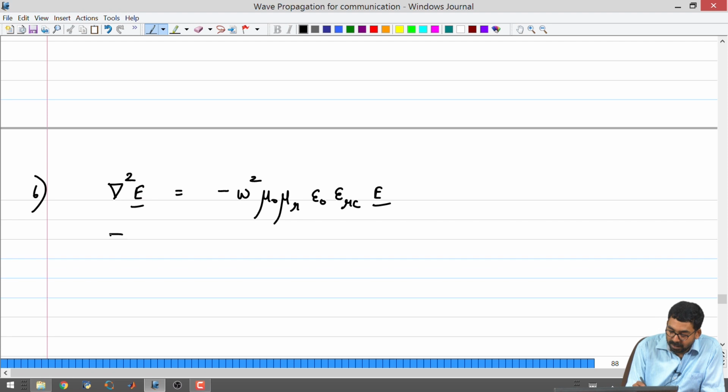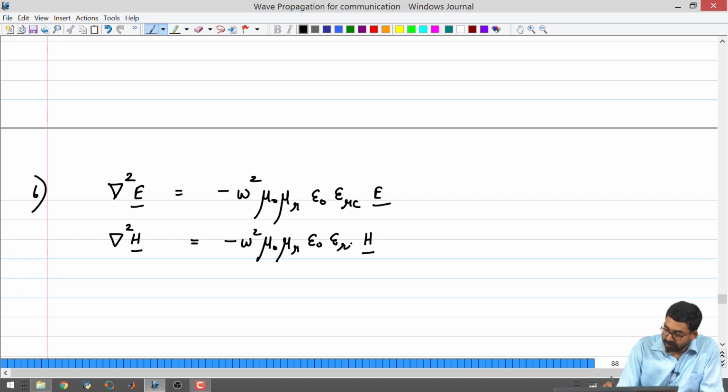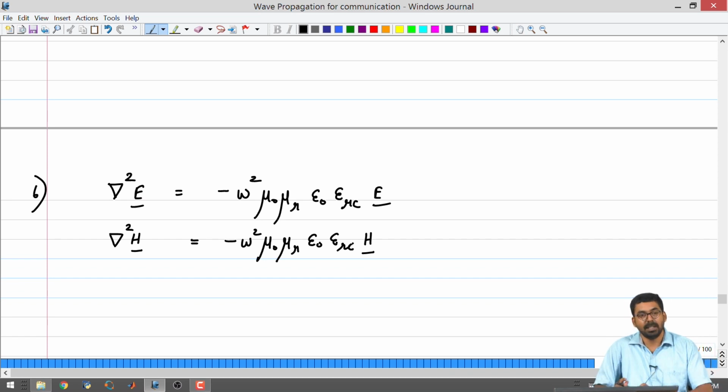In the same way, for the magnetic field, del square H is minus omega square mu naught mu r epsilon naught epsilon r H. In this case, to indicate that you are taking care of the conduction current density, just add a suffix. That rearrangement for the permittivity and conductivity is useful, because we can revisit all our equations and add some subscripts, and then we will be good to go.